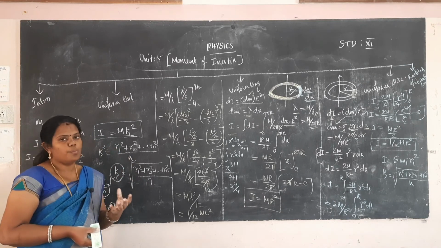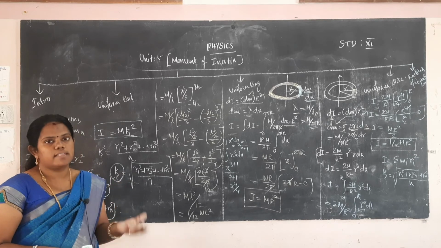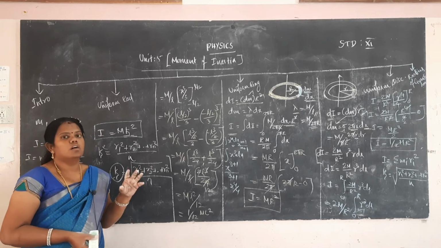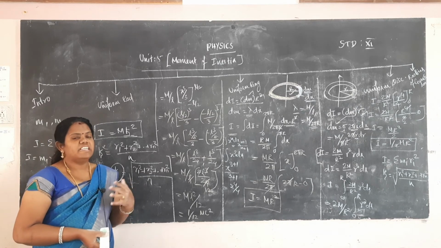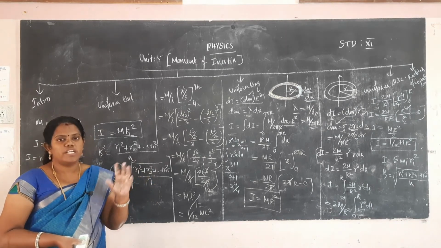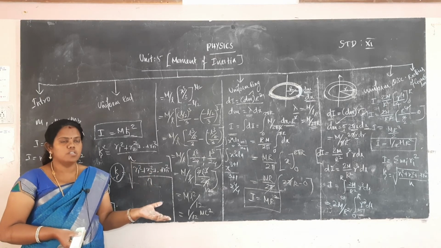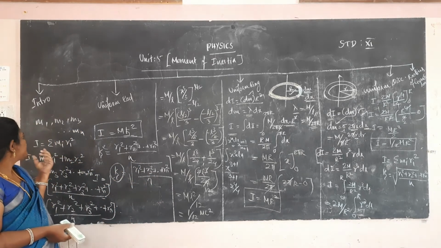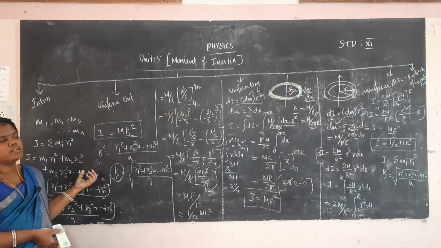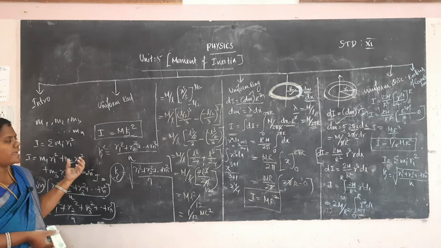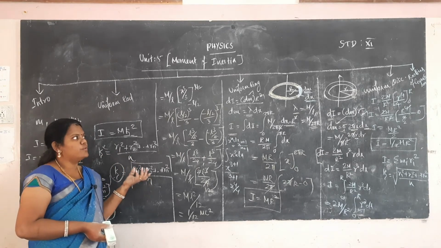First you should know what the moment of inertia is. Inertia means the mass of an object in translational motion. In rotational motion, the mass of an object is denoted as moment of inertia. The moment of inertia unit is kilogram meter square and the dimension formula is ML square. Moment of inertia is easily calculated for a uniform rod, uniform ring and uniform disc.